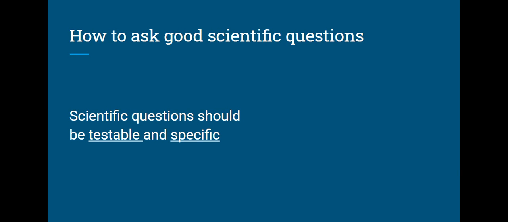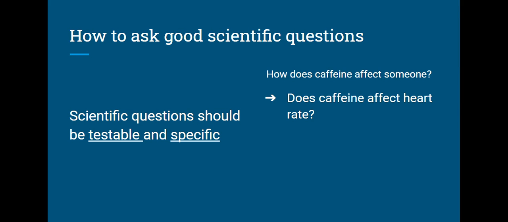So how to ask good scientific questions. Scientific questions should be testable and they should be pretty specific. So if we're wondering like, oh, how does caffeine affect someone? That's a really good starting point, but it's very broad. So we could make that a little bit more specific, say, does caffeine affect heart rate? Okay. So now we have something more measurable that we could investigate.